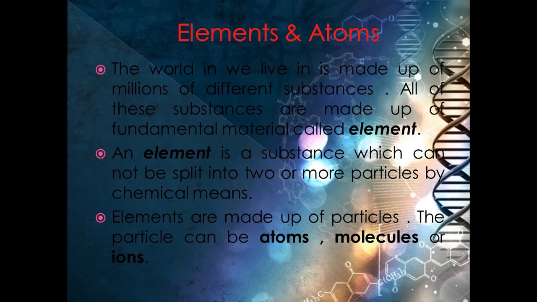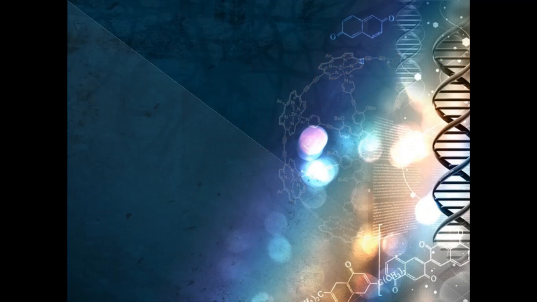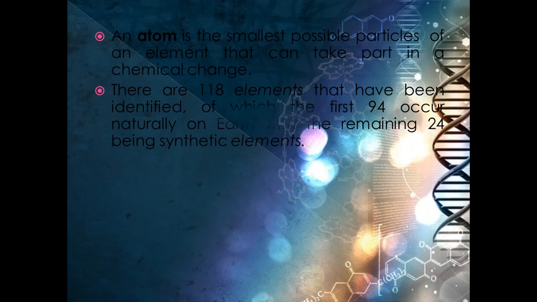Then, elements are made up of particles. The particles can be atoms, molecules, or ions. So, the next is the atom. What is meant by an atom? An atom is the smallest possible particle of an element that can take part in a chemical change.